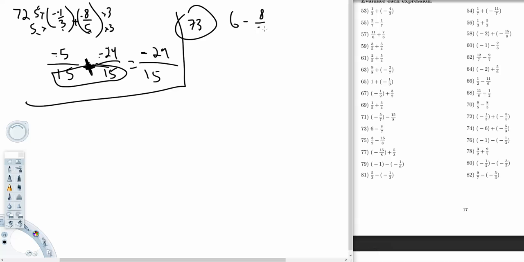6 minus 8 over 7. So really we need to get a 7 here as denominator. So let's just look at what we're doing. 1 times 7 equals 7. 6 times 7 equals 42 minus 8 over 7. Denominator goes here, and here it's a very simple problem of doing 42 minus 8, which is 34.